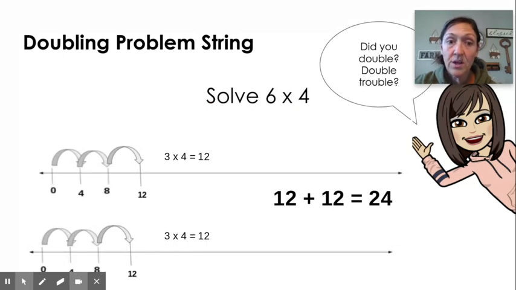Okay, so 3 times 4 is 12. And then if I did that again on a number line, another 3 times 4 is 12. I could add 12 plus 12. That's actually 6 jumps of 4, or 6 times 4, which is then 24. Good job. Do you see how this is working? When you double a problem you already know.